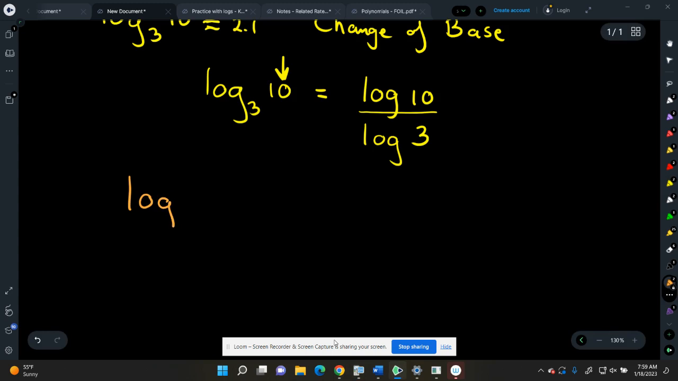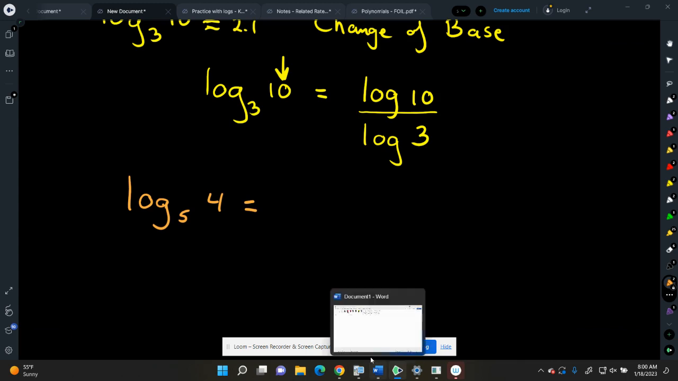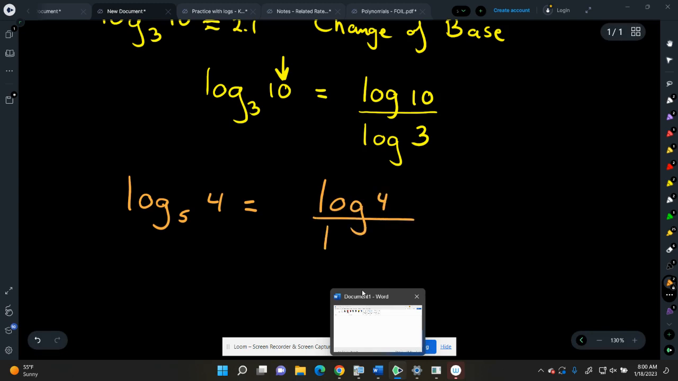So let's say that I have log base 5 of 4. Again, this is not one that I can do in my head. So I'm going to rewrite it using the change of base formula so that I can quickly and easily put it in my calculator. Okay. So this is going to give me log 4 over log 5.